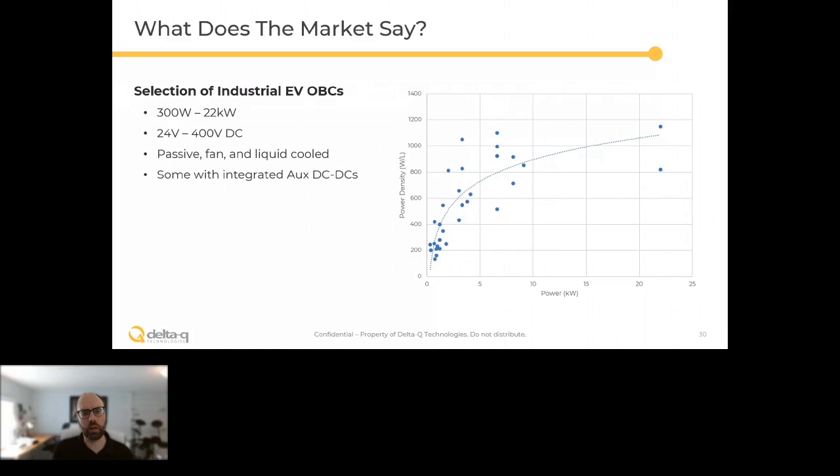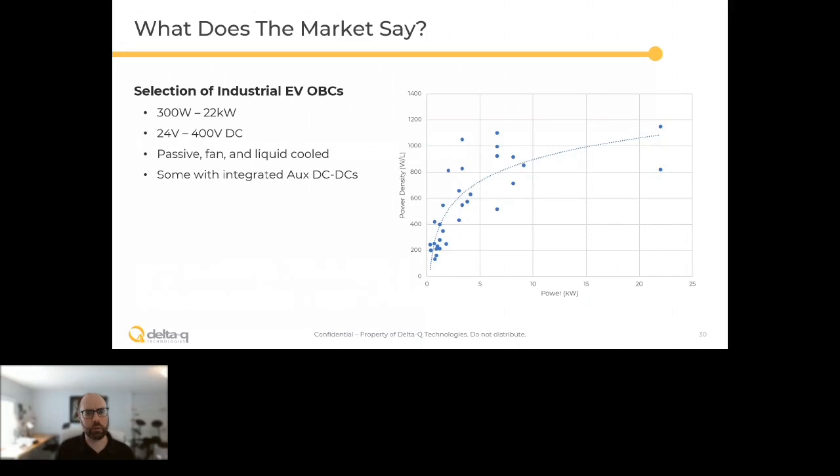is that these are all chargers where I have quite a good knowledge of how they are constructed. So there's a range here from very low power, 300 watts up to 20 kilowatts, 24 volts up to 400 volts, passive fan and liquid cooling, and some of these have integrated aux DC-DCs. I think the first thing that you'll notice is that power density increases very sharply with power. So if you're at low power, it's hard to achieve high power density. But somewhere around maybe 5 or 10 kilowatts, power density sort of plateaus.